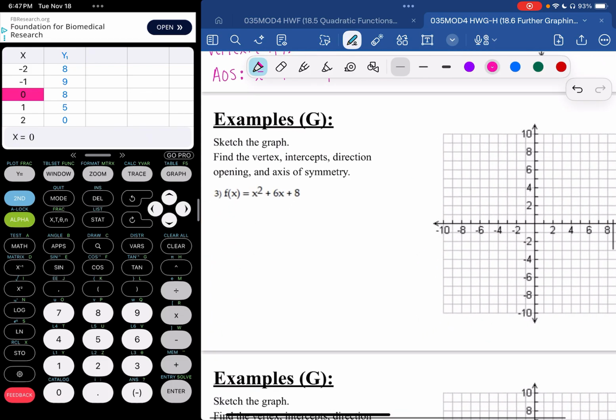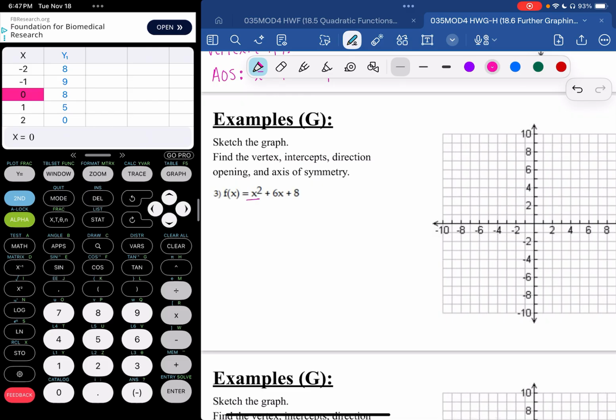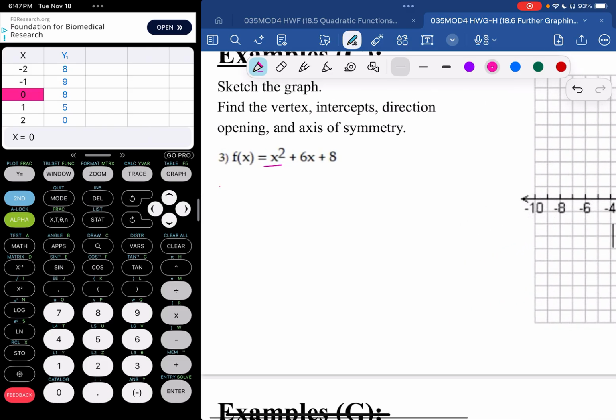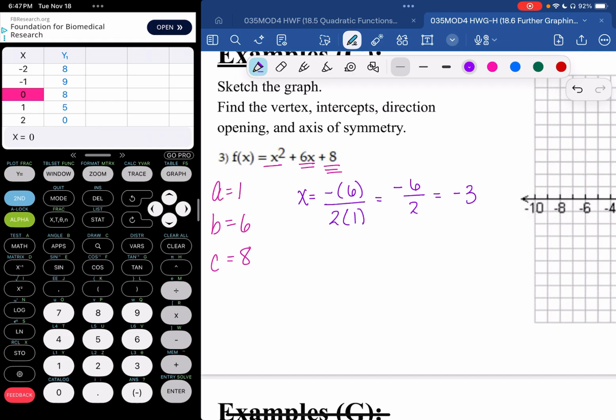Right. So here, another one. We've got our a value, which is 1, b, which is 6, and c, which is 8. So to find our x value of our vertex, we're going to have a negative b over 2 times a. So that gives me a negative 6 over 2, which is negative 3.